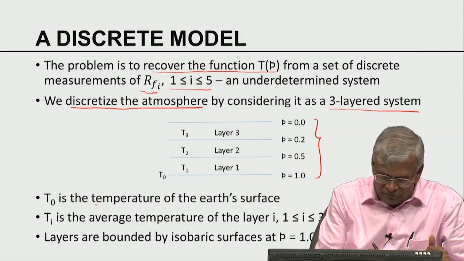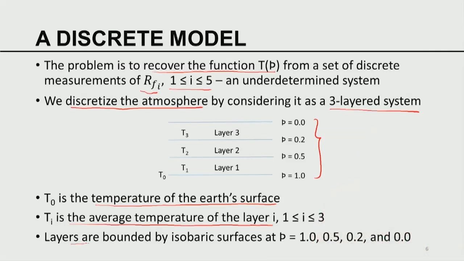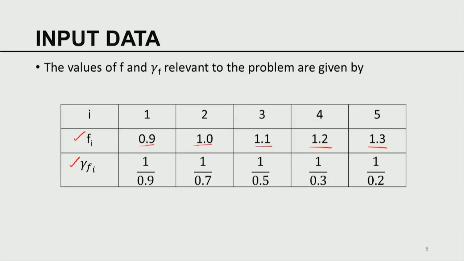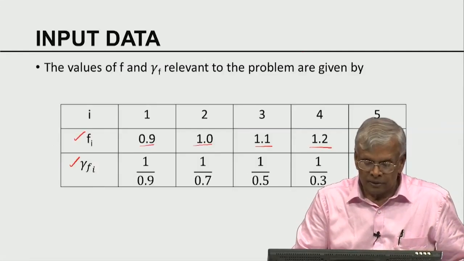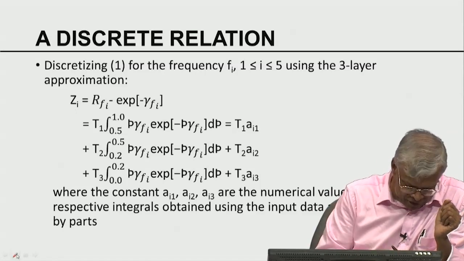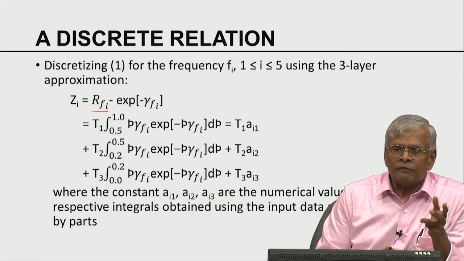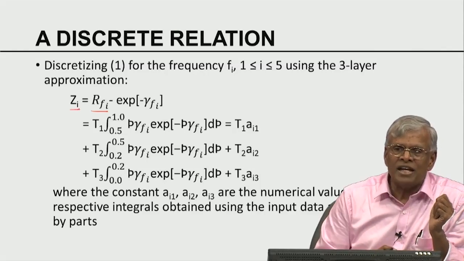Let T0 be the temperature of the surface of the earth, and Ti be the average temperature at level i. The layers are bounded by isotherm surfaces at 1, 0.5, 0.2 and 0. I would like to go back to the first equation. Equation 1 is a continuous representation as a function of pressure. I am going to have to discretize this integral. Zi is going to be RF, the energy measured by the satellite in the ith channel. I am going to call that observation Zi in our notation.